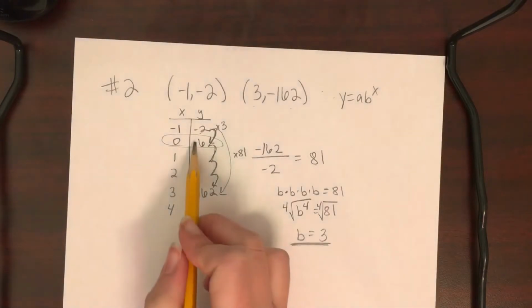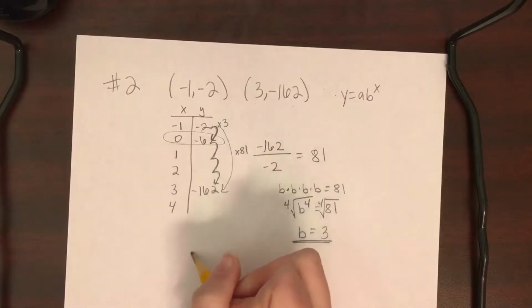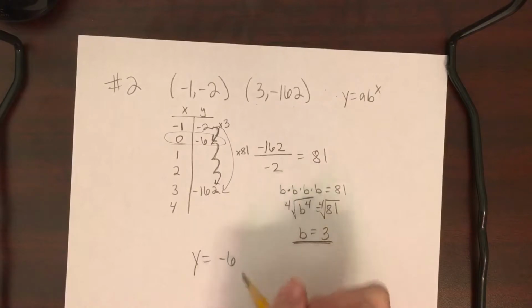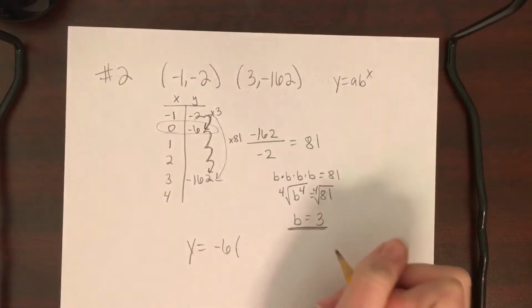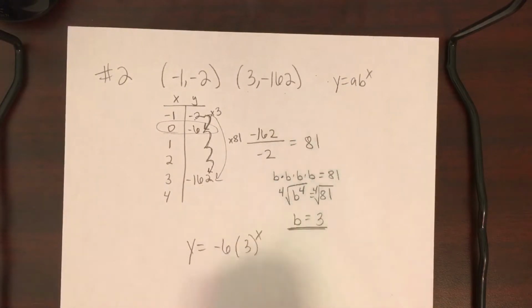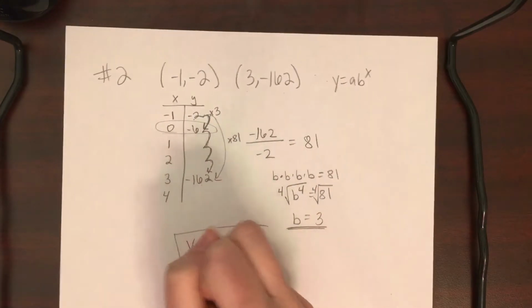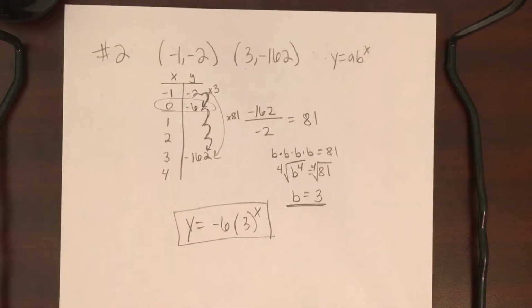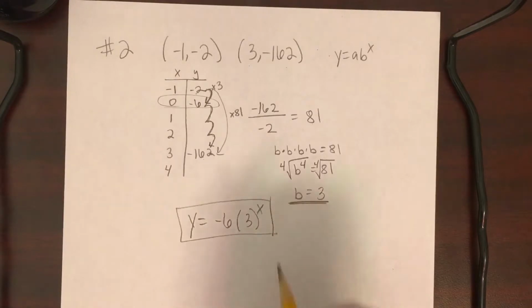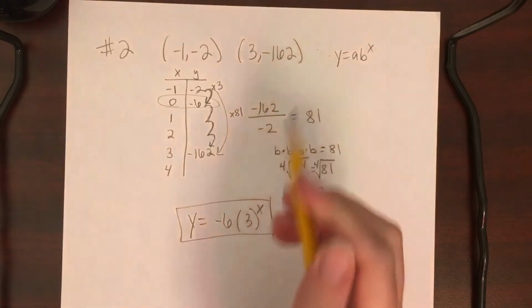So now we have our starting value and our multiplier. Our equation will be negative 6, we put our starting value first, times the multiplier, which is 3, raised to the x power. And if I want to check this, I should be able to plug in a number for x and get the right result out.